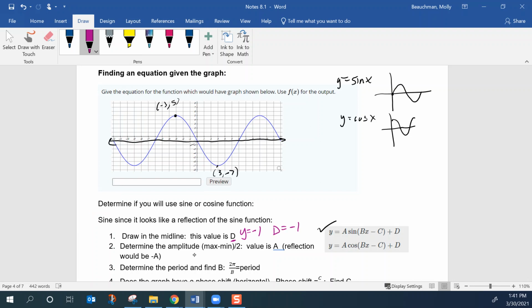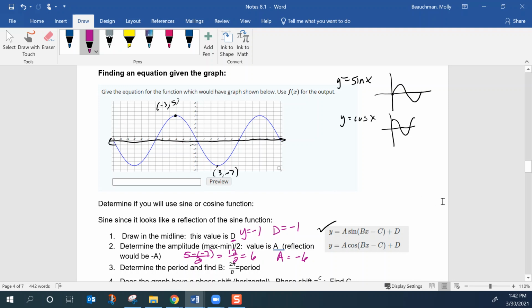Now find the amplitude. The amplitude is how far you're going from the midline up and down. If you know the maximum and the minimum, subtract those two values and divide by 2. The maximum is 5, the minimum is -7. So we take 5 minus -7 and divide by 2. 12 divided by 2 is 6. So the amplitude is 6. Since this is a reflection, we're going to let a equal -6. The amplitude is 6, but a is going to be -6 for the reflection.